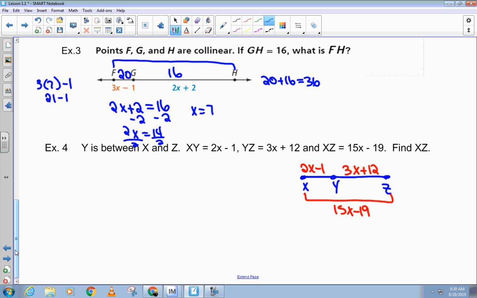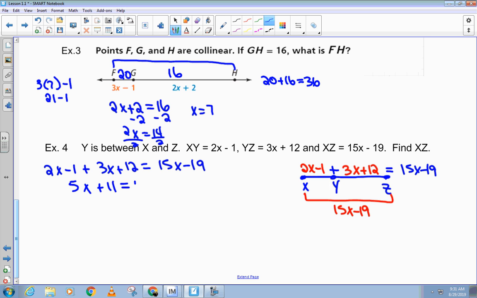Okay, so we're going to add these together and set it equal to the whole thing, right? Yes? Okay, so I've got 2x minus 1 plus 3x plus 12 equals 15x minus 19. Alright, so I've got to collect my like terms here. 5x plus 11 equals 15x minus 19.